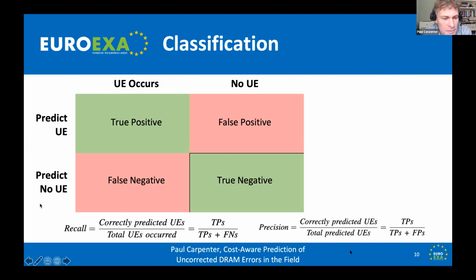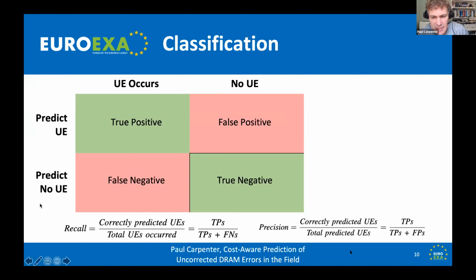And then, following normal methodology, you just evaluate this using typical metrics, something like recall or precision. Recall is, of all the positives, in our case of all the UEs, what proportion did you predict? And precision is, of all the ones that you predicted, which may or may not have been correct, what proportion of them were correct.